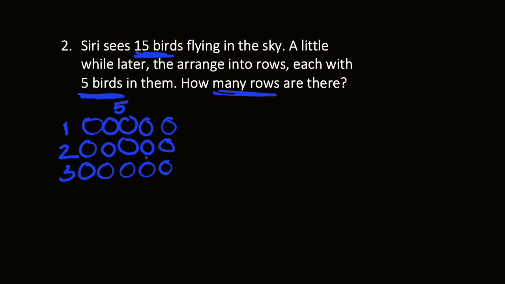Can count to double check. So we know that there has to be 3 rows. So what we can do is 15 divided by 5, because we need to write a division sentence to show this picture. There's 15 birds, and 5 birds in each row, so we can do 15 divided by 5, which we proved over here is equal to 3. So there's going to be a total of 3 rows.